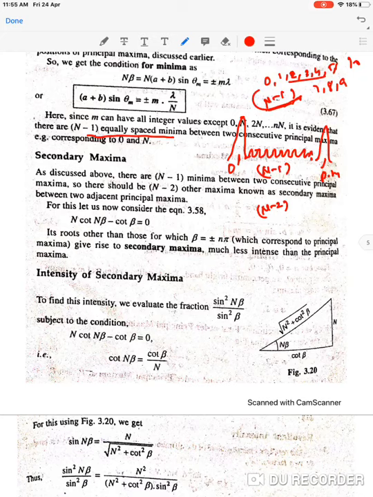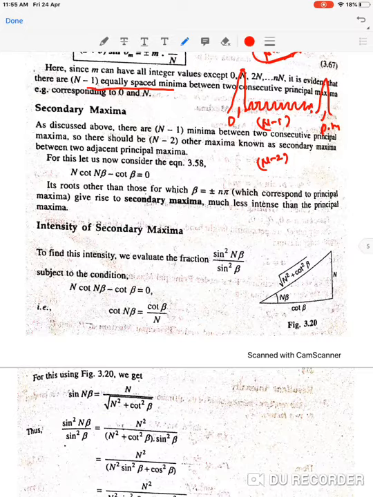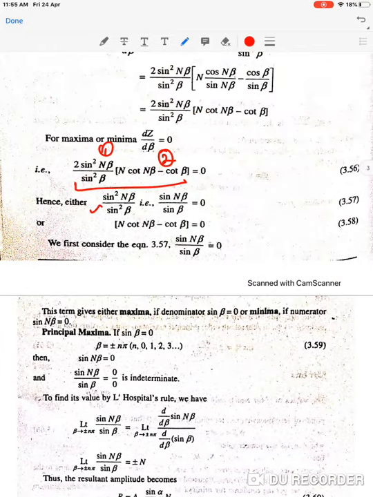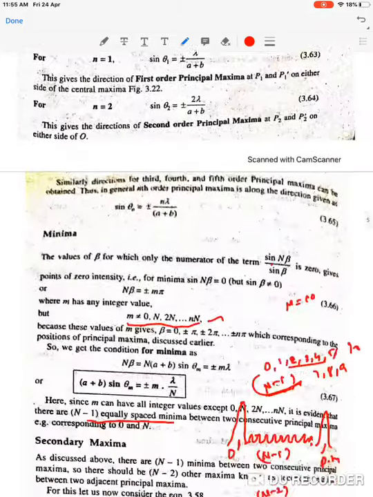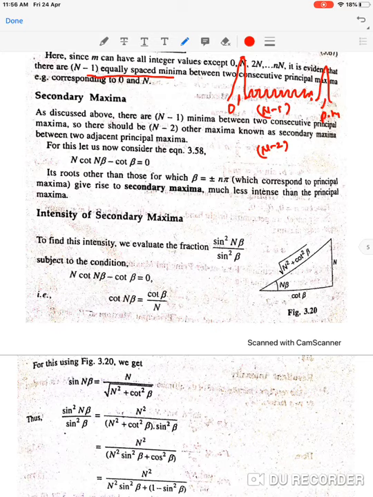The principal maxima intensity is not equal to the secondary maximum intensity. So if we try to find out the secondary maxima positions, then we will use the second portion of this equation: n cot n beta minus cot beta is equal to 0.